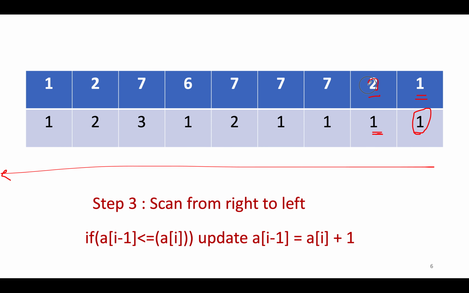This value is higher than this node, that means the rating is higher, and the candy count at this particular node, A of I minus 1, is less than or equal to A of I. That's an equality condition. So I is right now this node. If that is the case, then we will update the value at its neighboring node to the current node value plus 1. So this gets updated to 2.